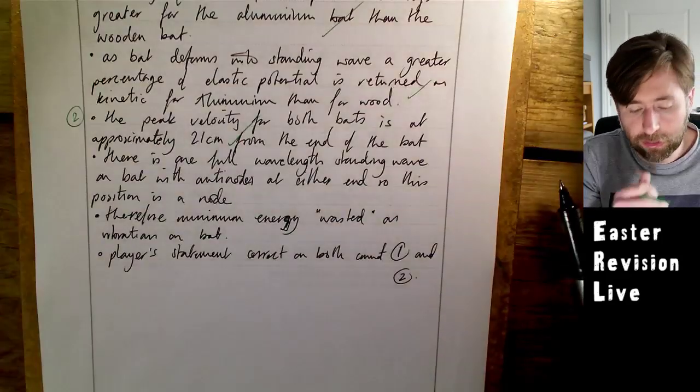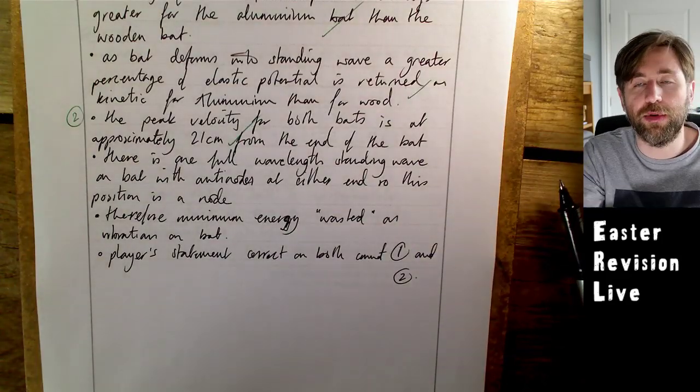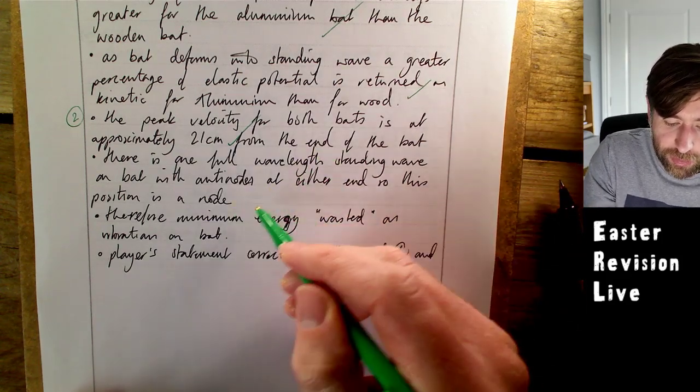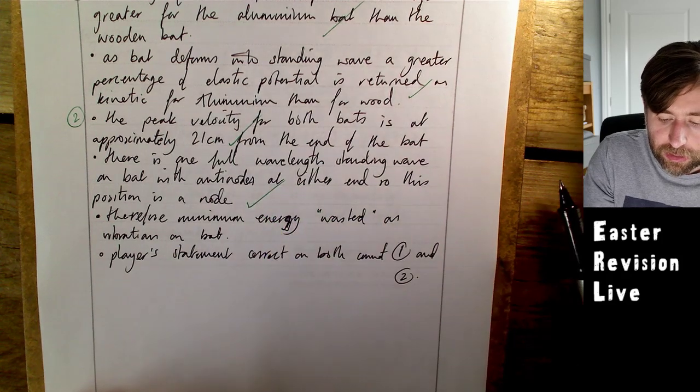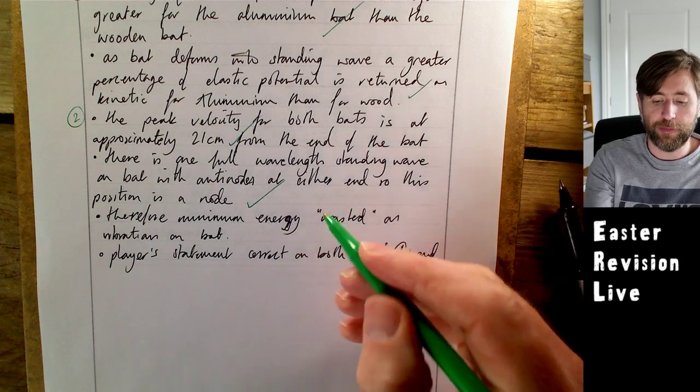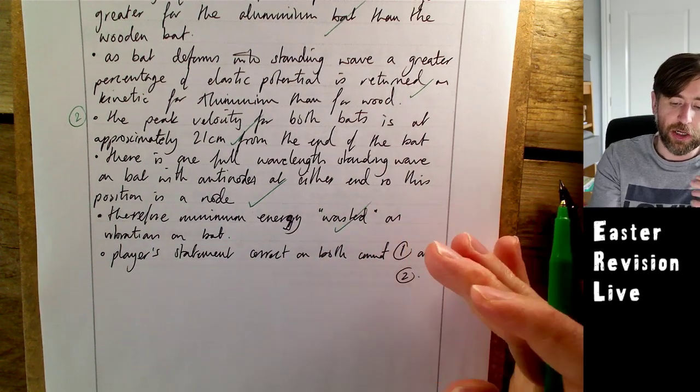So why might that be a good thing? Well, because nodes are points where it vibrates the least. So if you hit it right on the node, you get less vibrations. Okay, and therefore you don't waste some energy to vibrate the bat. And that's your last mark there.